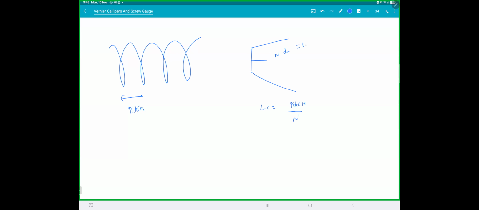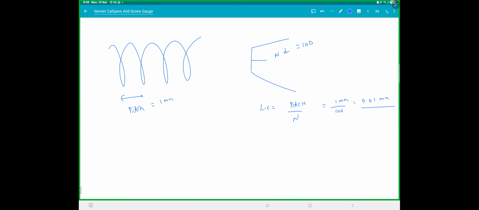Example, let's say if you have 100 divisions and pitch is 1 mm. What is the meaning of this? Every time you rotate one division, you're rotating 1 by 100th of a revolution. And that means you will move 1 by 100th of the pitch. So the least count becomes 1 mm by 100, which is 0.01 mm. Is that making sense? So if you rotate all the 100 divisions, you will complete one revolution and you will move one pitch.